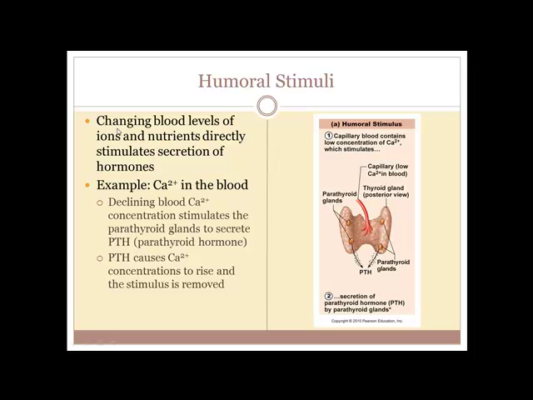So humoral stimuli, changing levels of ions and nutrients, directly stimulate the secretion of hormones. For example, if you get low concentrations of calcium in the blood flowing by our parathyroid glands, we sense low levels of calcium in the blood. Parathyroid glands release parathyroid hormone. Parathyroid hormone increases osteoclastic activity, and our calcium levels rise. When calcium levels rise high enough, that causes us to stop the release of parathyroid hormone. So that's our negative feedback or teeter-totter type of mechanism there.